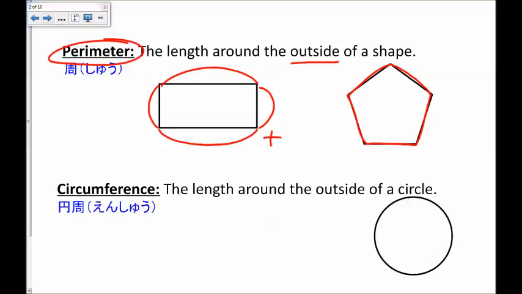Now, for a circle, there is a different name. The name is circumference. The circumference is the length around the outside of a circle. So it's this length. It's this length. Outside a circle.